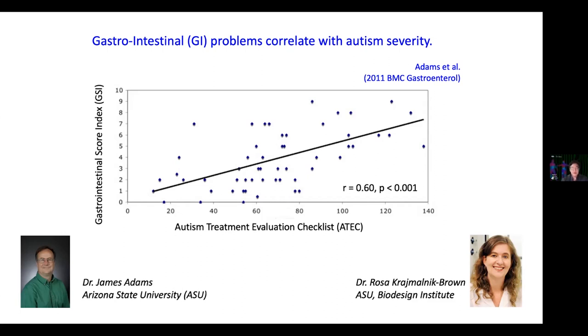So at the time, Dr. Jim Adams was wondering whether maybe children with autism have a different gut environment, maybe a different gut microbiome. So he approached Dr. Rosa Krajmalnik-Brown and asked us to look into the gut microbiome community, when I was a research scientist there.